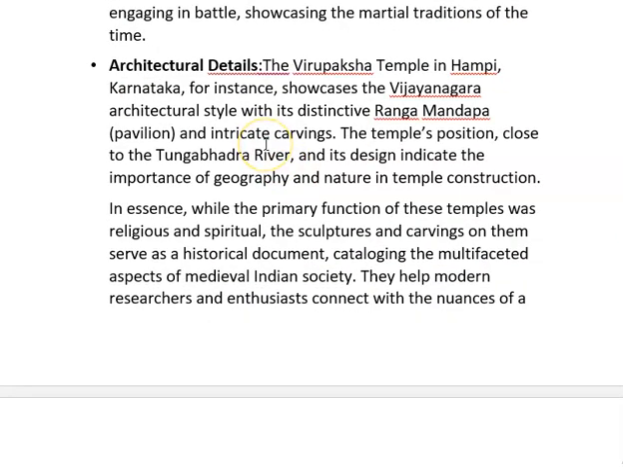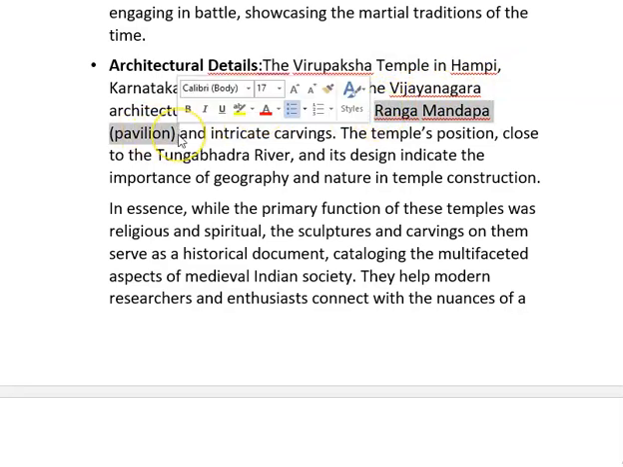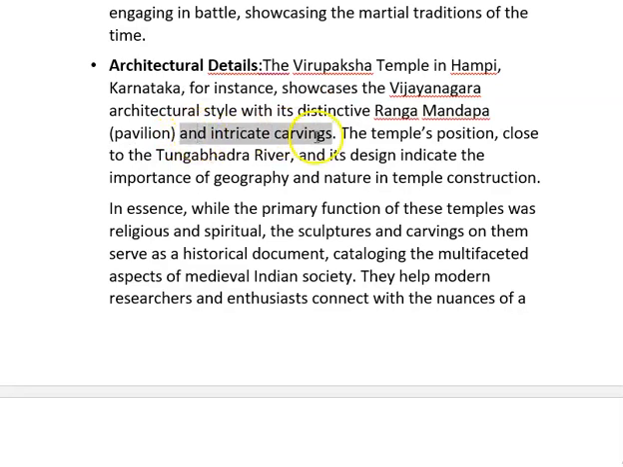Then architectural details. Definitely, kings will be promoting better sculptures. Every king will be promoting better sculptures and buildings, etc. The best example is the Virupaksha temple in Hampi. It's a very interesting tourist destination. So it shows distinctive buildings like the Rangamandapa. That means it's a pavilion, a dance pavilion kind of thing with intricate carvings.